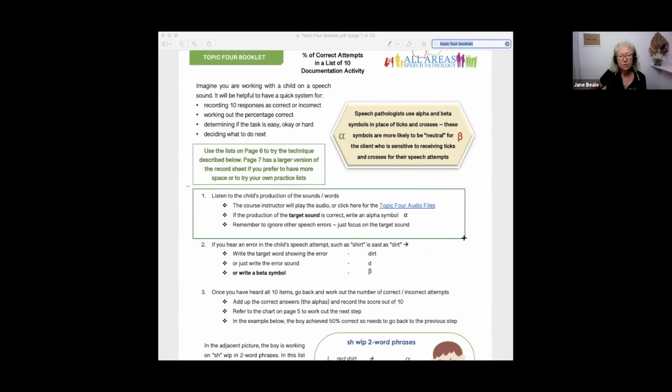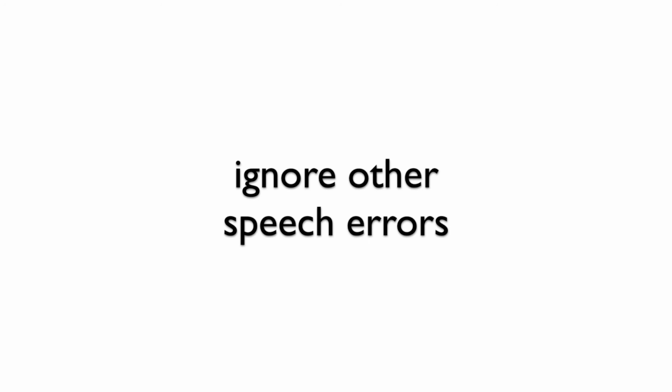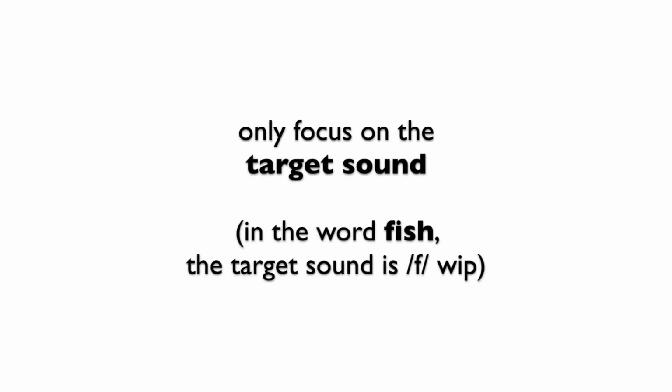So the first thing we want to do is listen to the child's production of the sounds. And I'll play the audio for you to have a listen, and you can also go back into Moodle and play the audio yourself if you want to do this more slowly afterwards. If the production of the target sound is correct, you'll write the alpha symbol. And you're just going to ignore other speech errors. You're only going to focus on the target sound. So what do we mean by ignore other speech errors? If we're going to ignore other speech errors, we're going to only focus on the target sound.